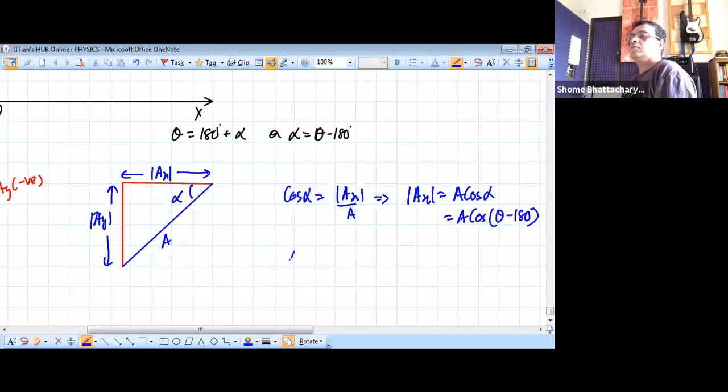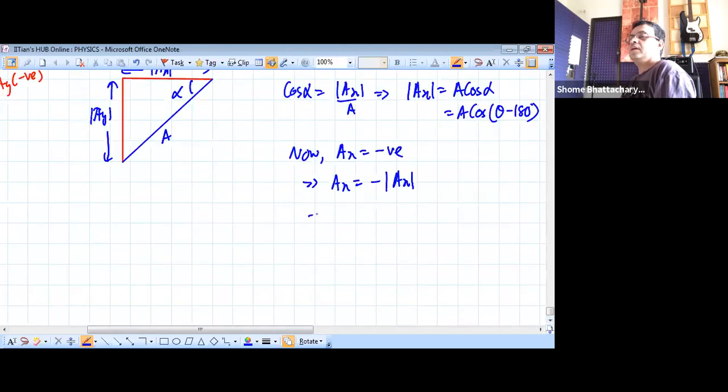Okay. Now, Ax is a negative quantity. So therefore, Ax will be written as negative of its magnitude. So Ax will become minus of E cos theta minus 180 degrees. And by definition, Ax is nothing but E cos theta.